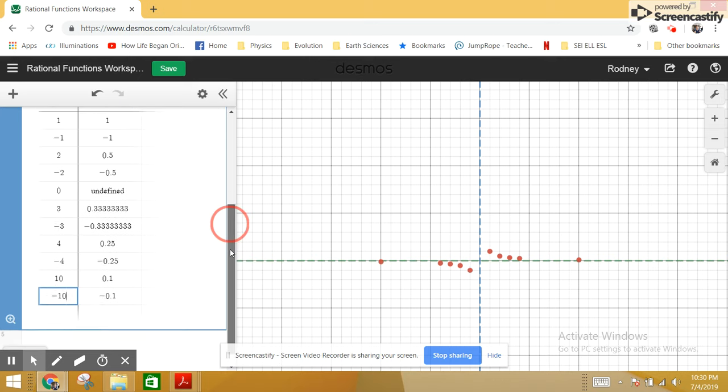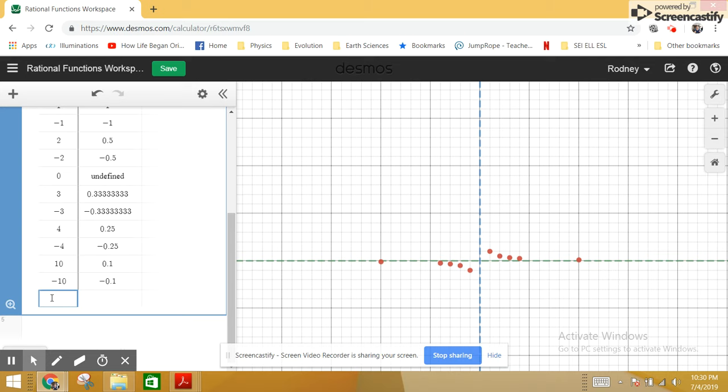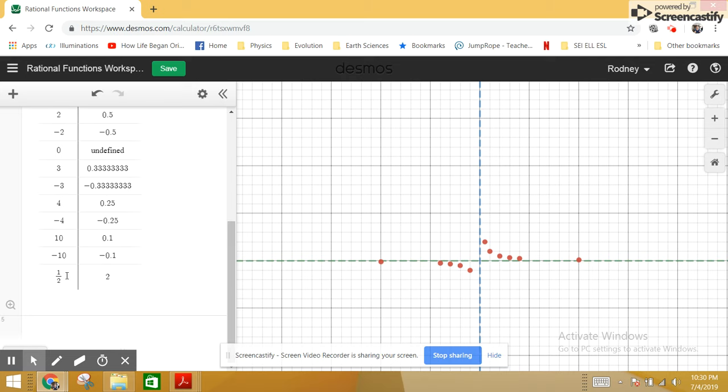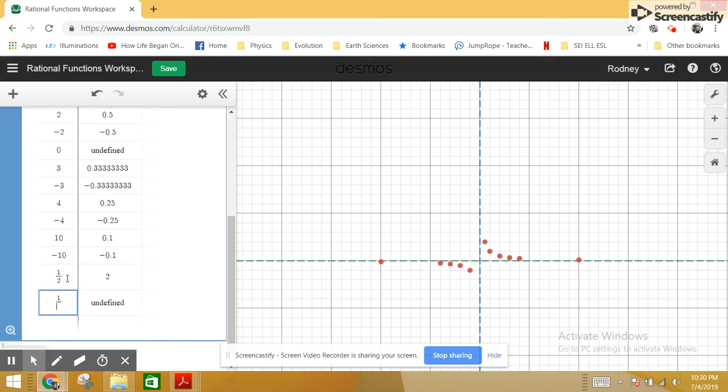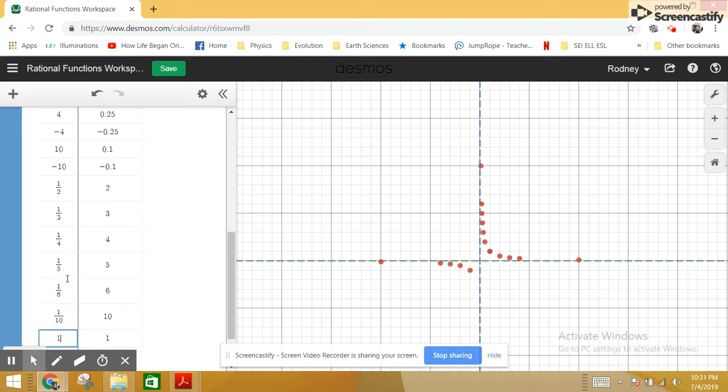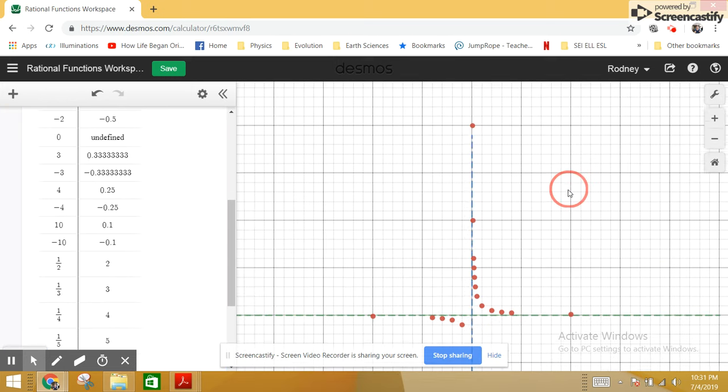Well, as we get closer to 0, let's try 1/2. What happens is the function starts to go up, because dividing by a fraction, this is 1 over 1/2, well, that equals 2, because you can fit 2 1/2s into 1. We'll try 1/3, 1/4, 1/5, 1/6, 1/10, 1/20th, and that's off the screen, but there it is.